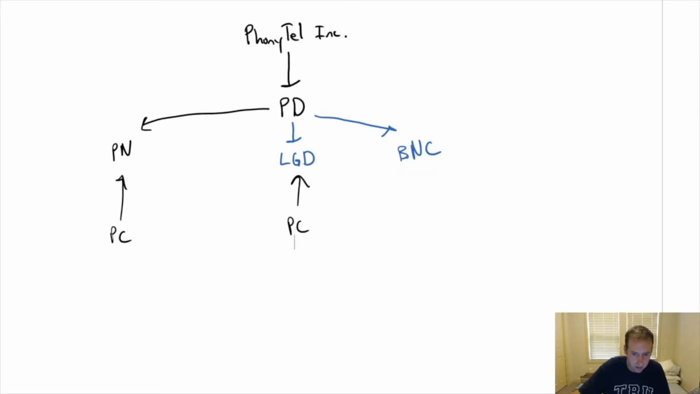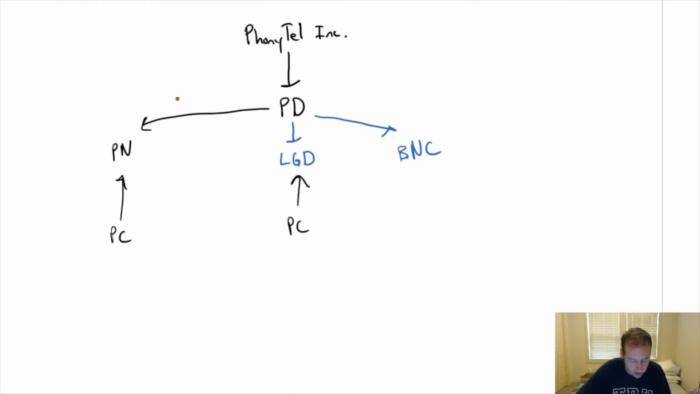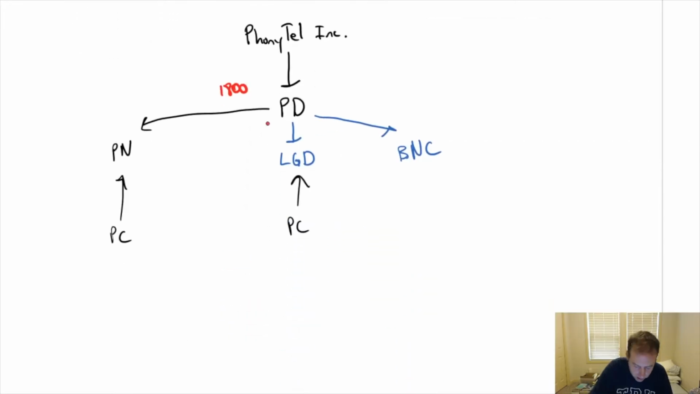Now, to go a little bit further, let's put some numbers to this. Phonytel Networking is offering the chips, or not the chips, but the servers rather, at $1,800. Let's put that number up here. Maybe the arrow should go in the other direction. So they're offering the servers for $1,800. Little guys are offering the servers for $1,600, and big name competitor for $1,550. So those are the 3 bids coming in.